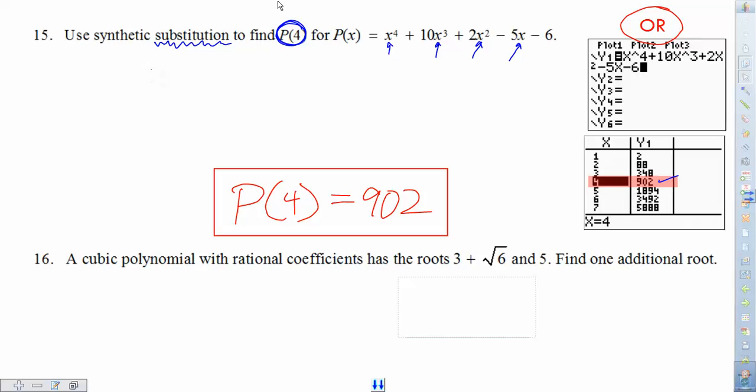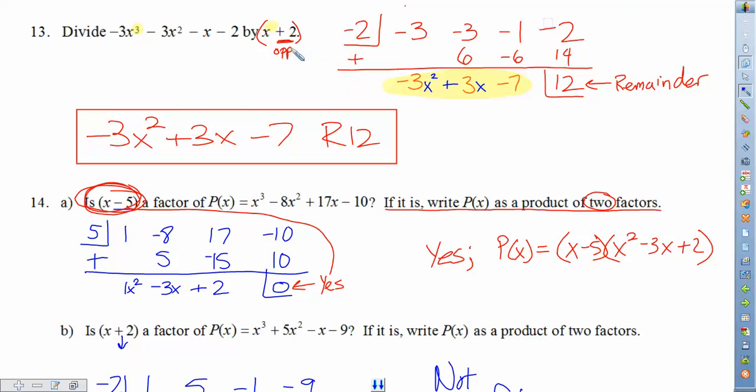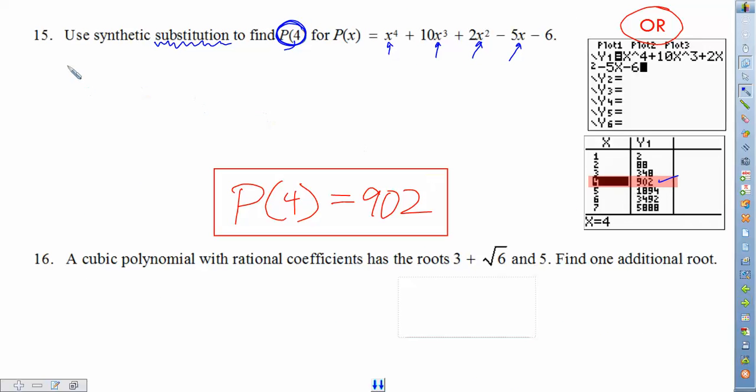If you really want to do synthetic substitution, here's what you do. The problem why I don't advertise synthetic substitution is that, unlike division, see why we put the opposite number here and the opposite number there? In synthetic substitution, you actually don't put the opposite number in there. And then we'd have 1x to the 4th and 10x to the 3rd, and then 2x squared. So a 2 is represented, the first power is represented, and the 0 power is represented.